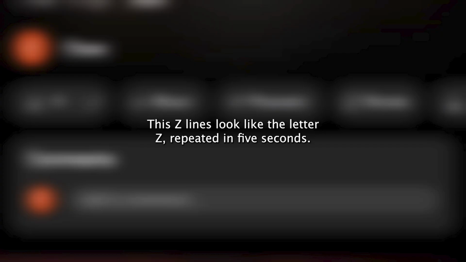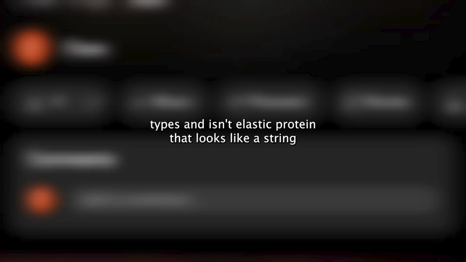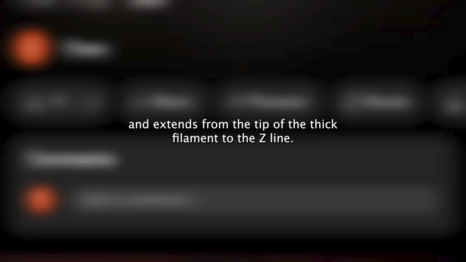The I band contains thin filaments but no thick filaments. Z lines look like the letter Z repeated. It bisects, it cuts in half the I bands. It marks the boundaries between adjacent sarcomeres. Titin is an elastic protein that looks like a spring. It extends from the tip of the thick filament to the Z line. It keeps filaments in proper alignment, and it aids in restoring resting sarcomere length.